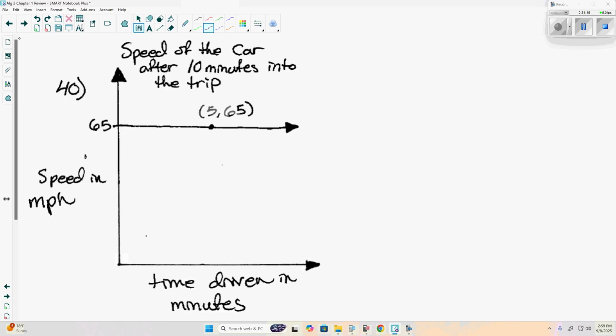Number 40. Again, first thing we need to do is find the slope. What's one of the x or y values? 65. What's its corresponding x? 5, yes? What's the other y value? Because they gave us this point here, yes? So the other y value is 65. What's its corresponding x value? 0.